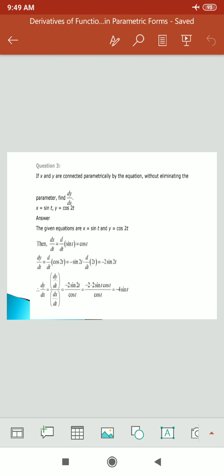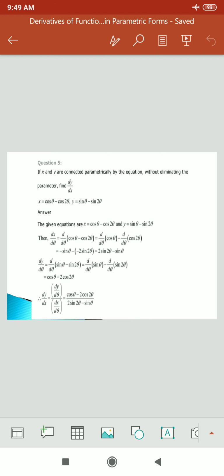One more question of your textbook, that is question number 5. We have again to find dy by dx. X and y are expressed parametrically. X is given by cos of theta minus cos of 2 theta, and y is given by sine of theta minus sine of 2 theta. The parameter here is theta.